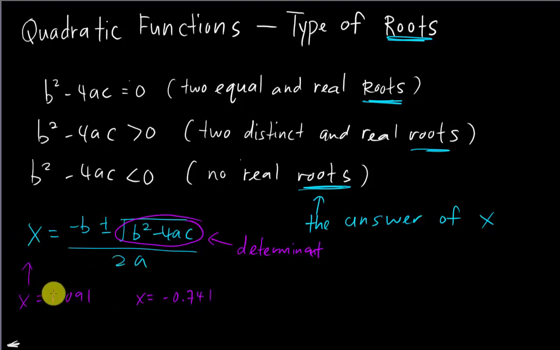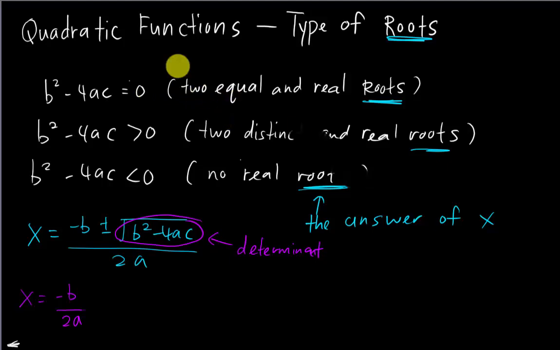Now imagine if b squared minus 4ac equals to 0. When you solve this equation, you will get negative b plus minus square root 0 over 2a. No matter what b and a are, because the square root of 0 equals to 0, you only have one answer. So this is the reason why when b squared minus 4ac equals to 0, you only have one answer.